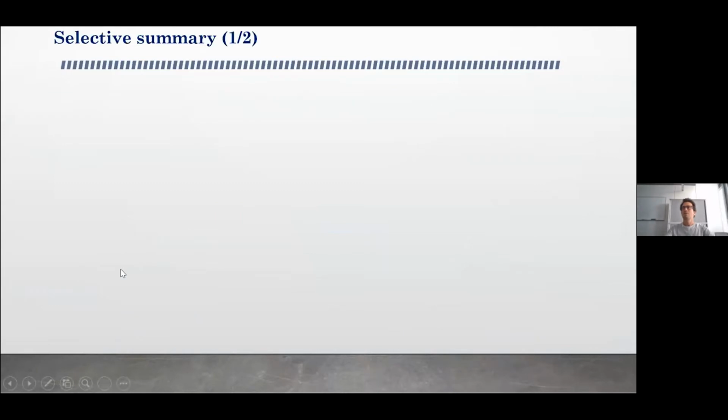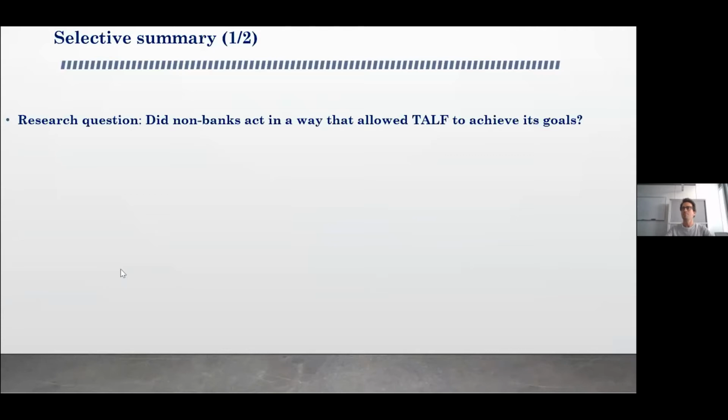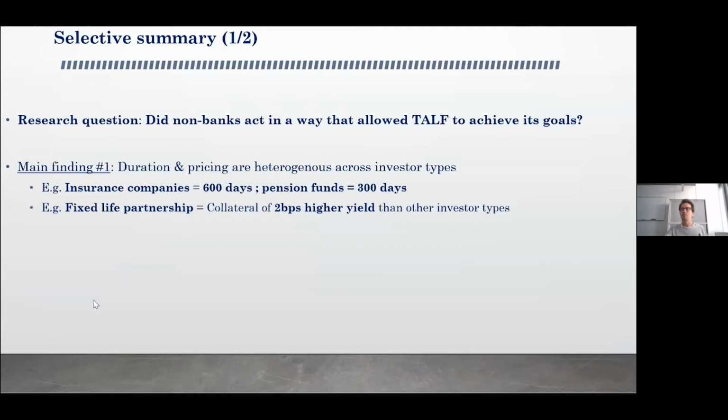Let me give you a selective summary of the paper. The main research question of the paper is the following. Did non-banks act in a way that allowed the TALF program to achieve its goals? What are the main findings? To me, there are two main findings.